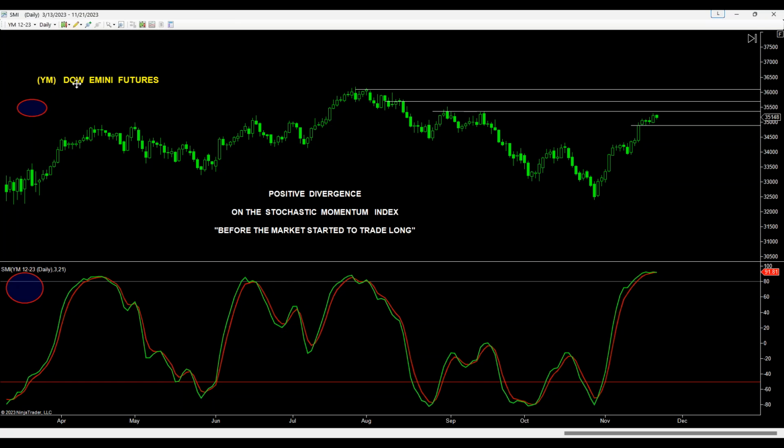Now, analyzing YM, which is the Dow E-mini futures, which is actually a better deal, people, if you have a small account size, is $5 for every quarter point versus ES, which is $12.50 for every quarter point. So every full point is $20 versus, there you go, $50.